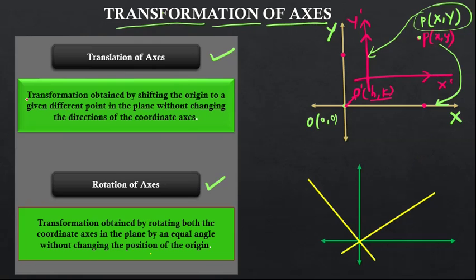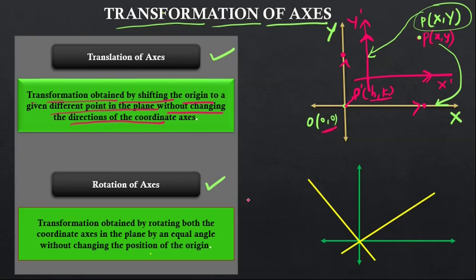You'll clearly understand this. Transformation obtained by shifting the origin to a given different point in the plane, without changing the directions of the coordinate axes. This is in the horizontal position only and this is in the vertical position only, with respect to the old original coordinate axis. The only thing we are changing is the position of the origin from O to O dash, from origin 0 comma 0 to h comma k.